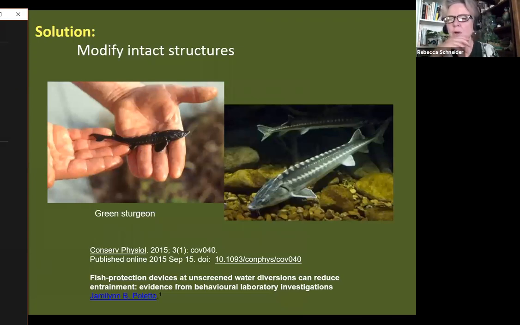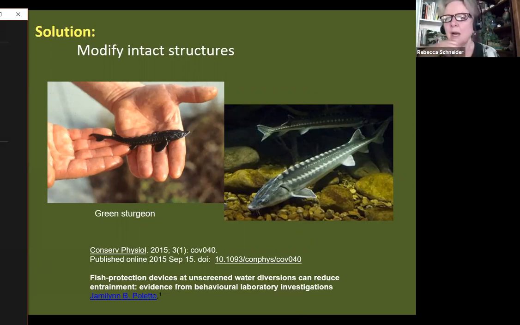What's the solution? Well, there's a bunch. One, more dams are being removed. I did mention that before. So actually, taking down some of these barriers to movement is one thing. And American Rivers and Trout Unlimited have done a really great job. Up to about 2,000 dams have been removed in the past several decades.